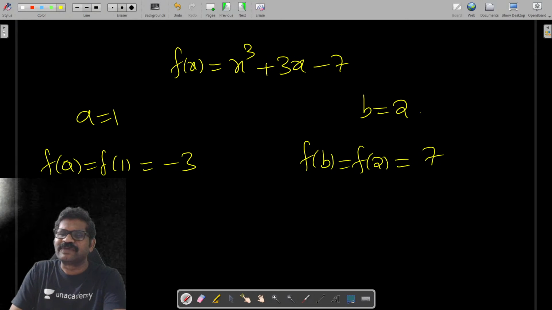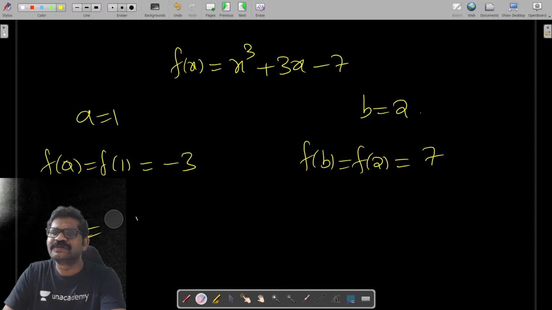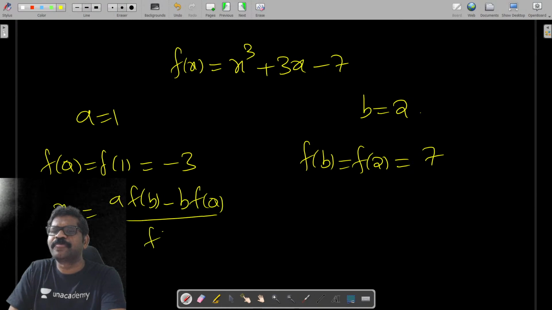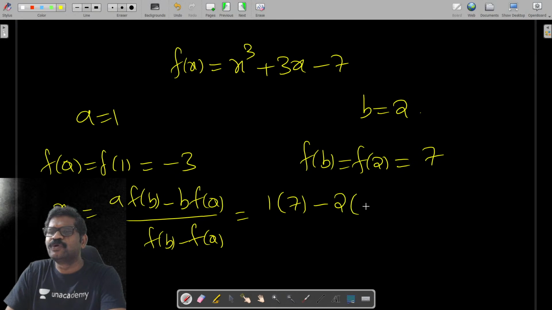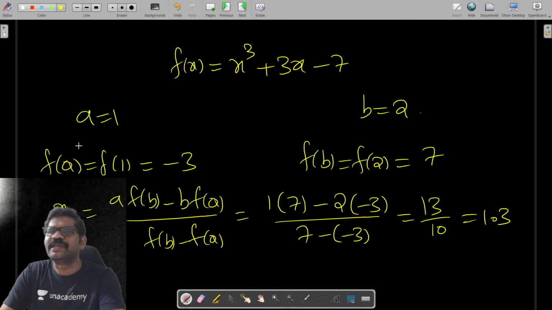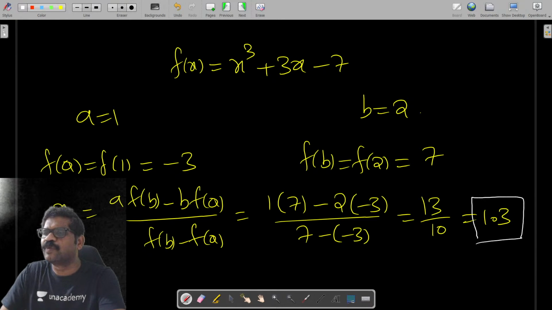Now, first approximation x1 is a into f of b minus b into f of a by f of b minus f of a. 1 into 7 minus 2 into minus 3 by 7 minus of minus 3. 7 plus 6, 13. 13 by 10, 1.3. So the answer is 1.3.